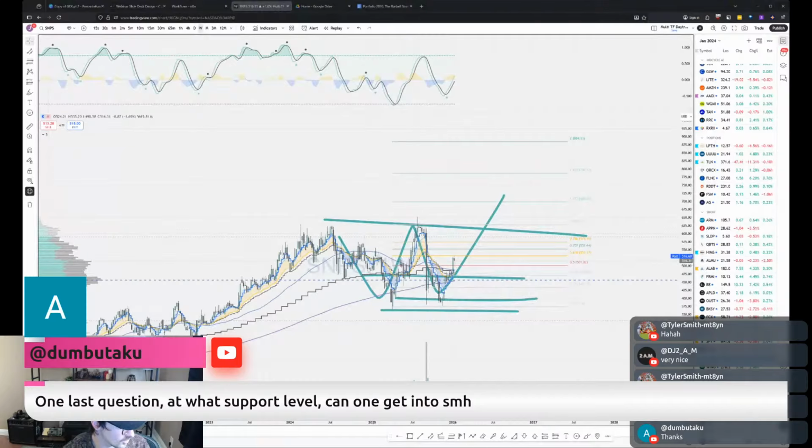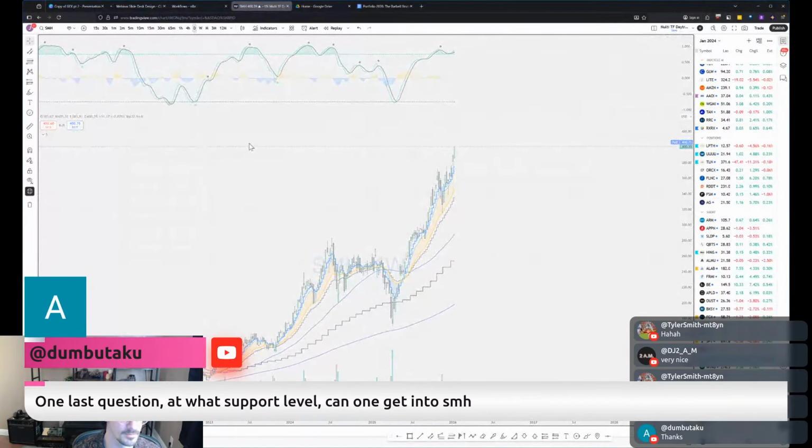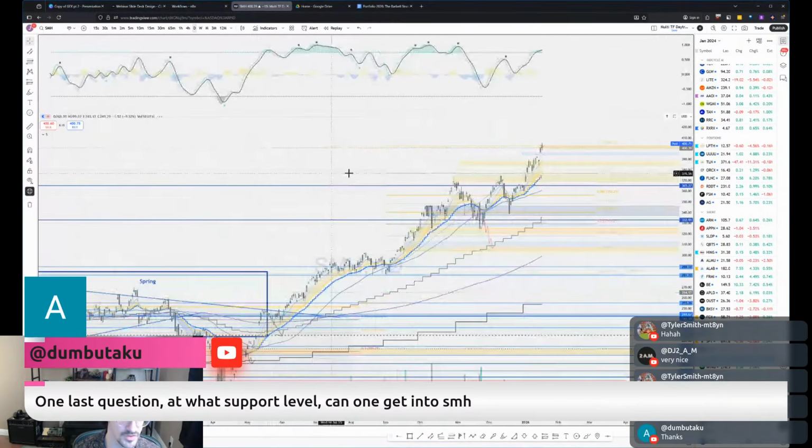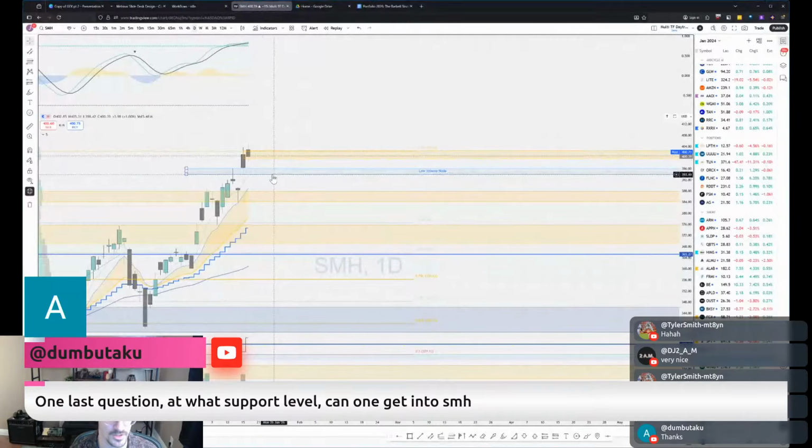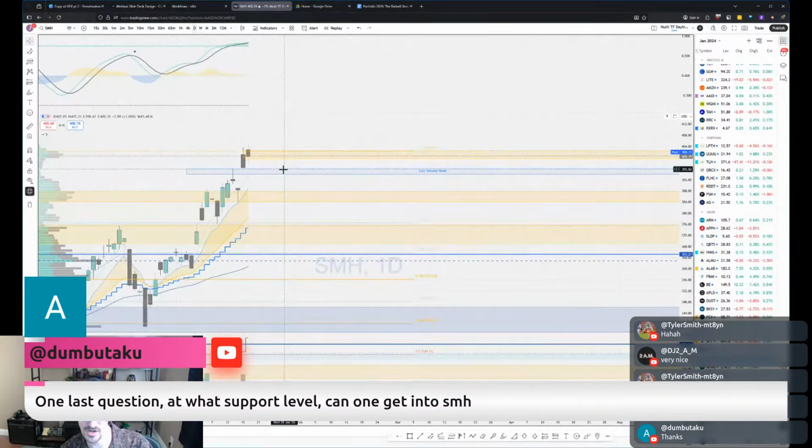So at what support level can one get into SMH? So let's go over this again. I forget what I said already, but I know it was those rising moving averages. Yeah. So there's this low volume here. You can watch 393 to 394, 393 to 395. That's the first zone where you might see buyers respond. If you do see buyers responding there, and remember, we're looking for higher than average volume. So whatever time frame you're looking at, intraday, I'd recommend maybe as low as a 5-minute, as high as an hourly, somewhere in there. And you can see if we are essentially putting in higher than average volume.